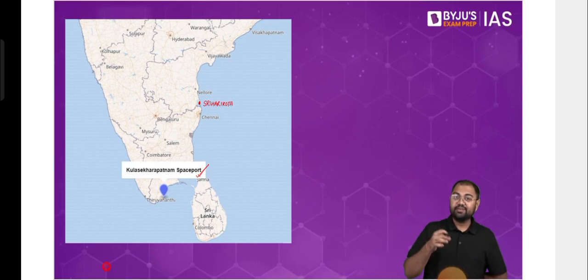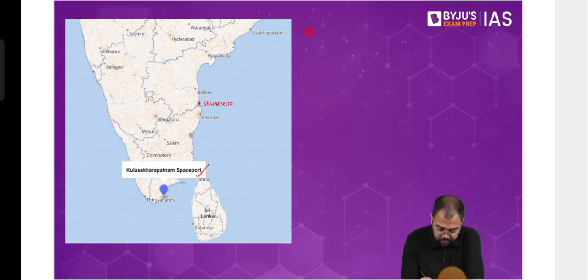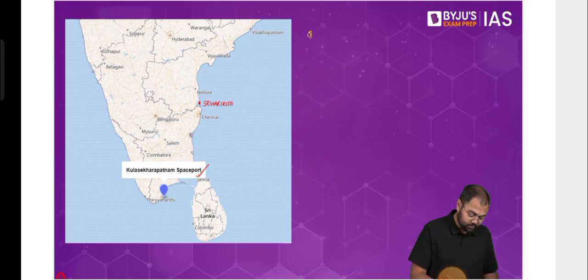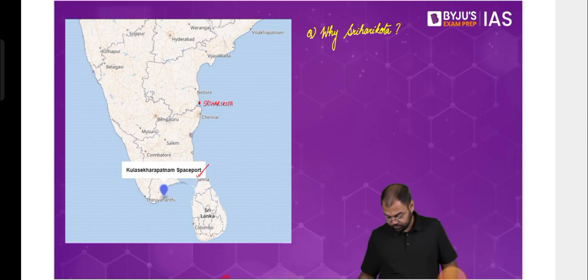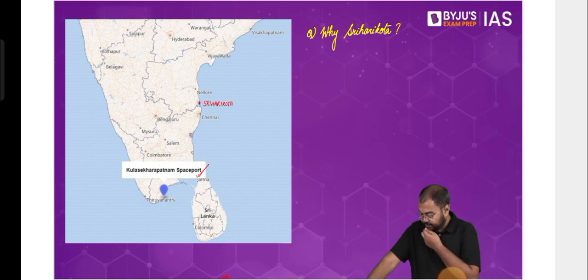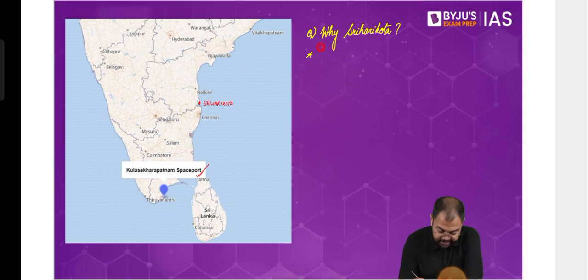All right. So let's say the first question is why Sriharikota? Any idea, anyone who knows why have we chosen Sriharikota? Okay, near the sea, proximity to the sea, coastal place, that's correct. Near the equator, yes. So two important things, all right? Two important things. One, that it is located in the eastern coast.